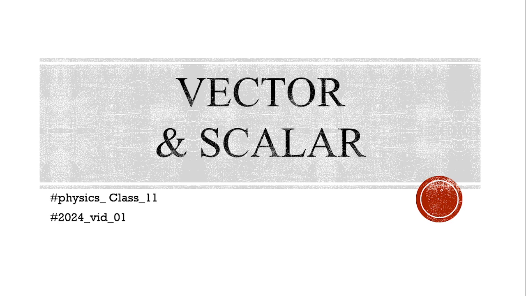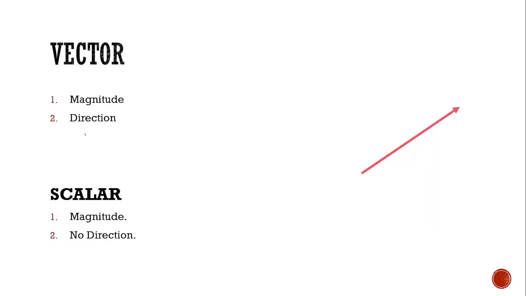Today it is vector and scalar, mainly vector. We'll be discussing vector. So what is vector? Normally, a vector is a physical quantity having both magnitude and direction, such as displacement, acceleration, velocity, force, etc.